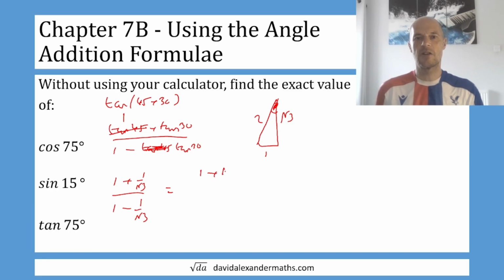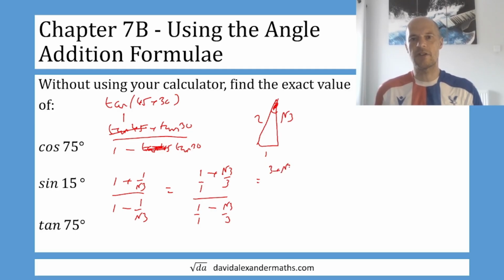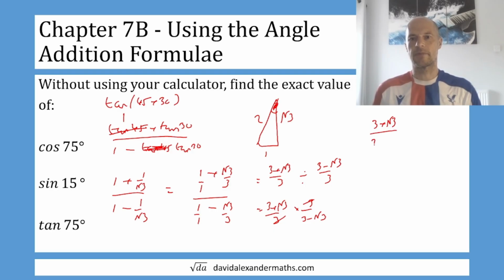It's 1 plus root 3 over 3 over 1 minus root 3 over 3. So let's again just tidy up the top and the bottom. So that's going to be 3 plus root 3 over 3 divided by 3 minus root 3 over 3. So that is 3 plus root 3 over 3 multiplied by 3 over 3 take away root 3. The 3's cancel. So that is 3 plus root 3 over 3 take away root 3.